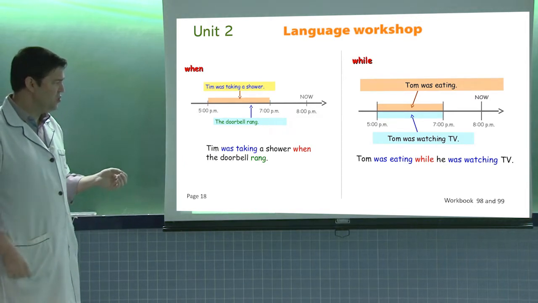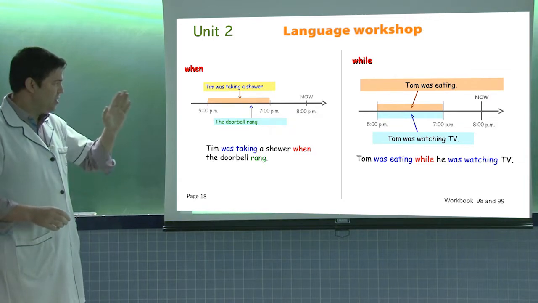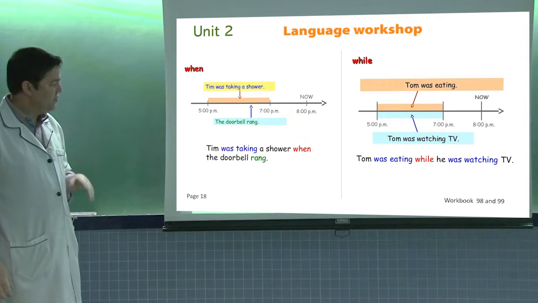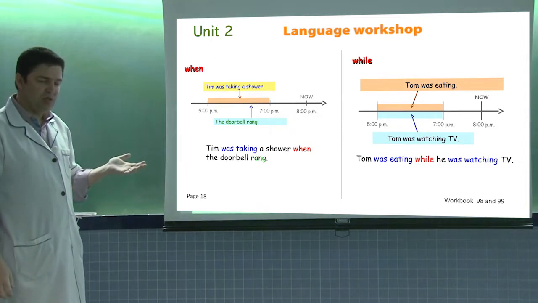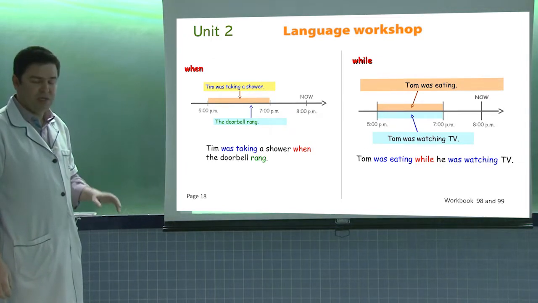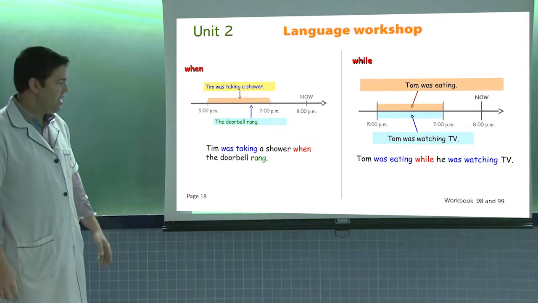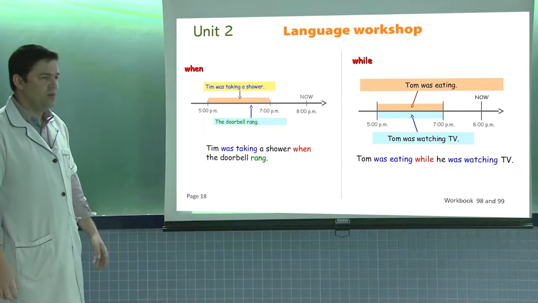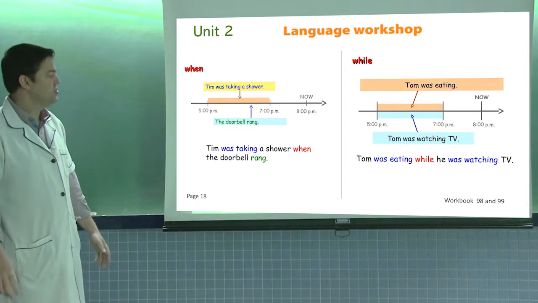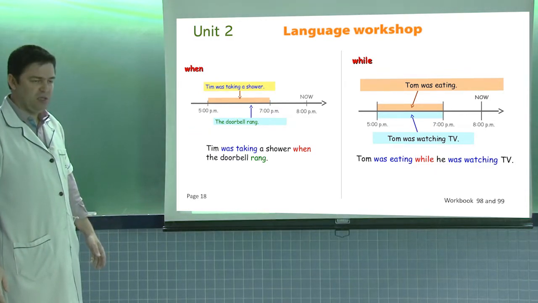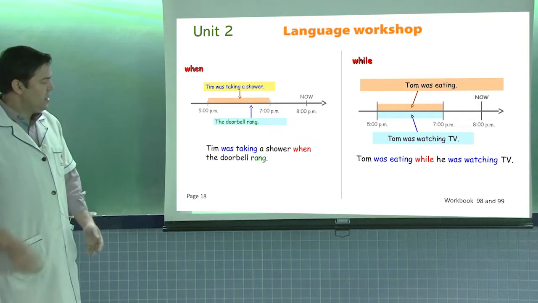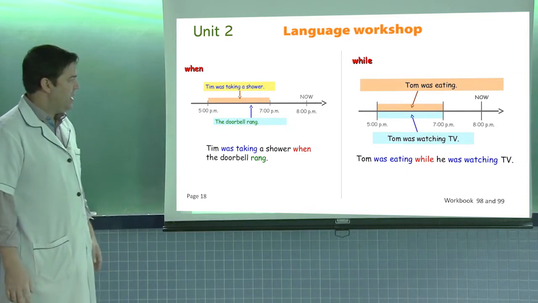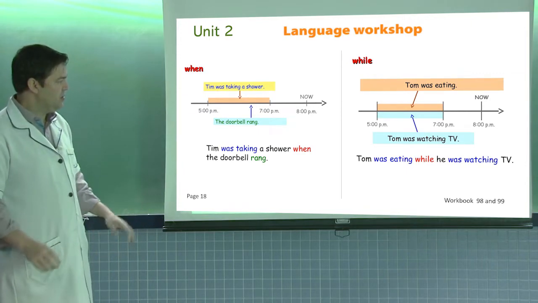So I'm using these words, when and while, to connect two ideas, okay? So in the first one I have past continuous, and in the second one, the second idea, I have simple past. So was taking is past continuous, and rang is simple past, okay? In the other example, with while, I have an example there.